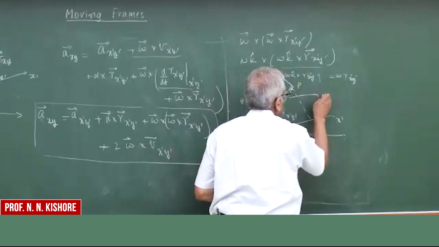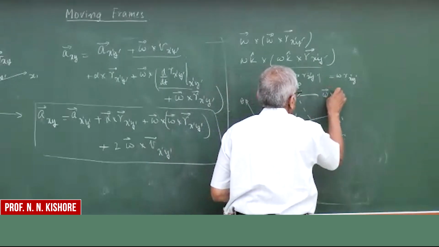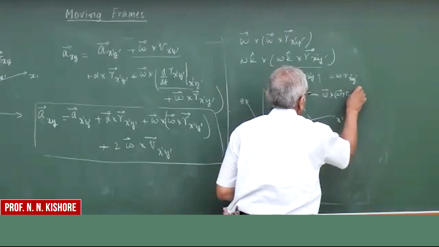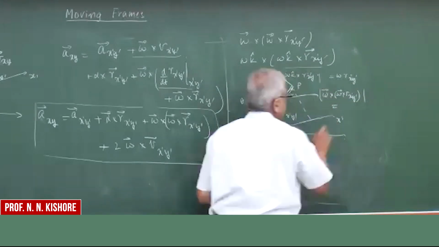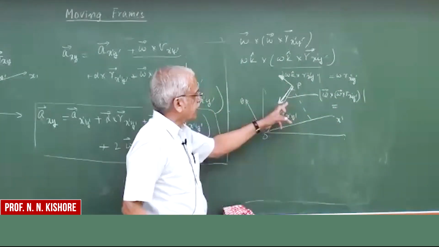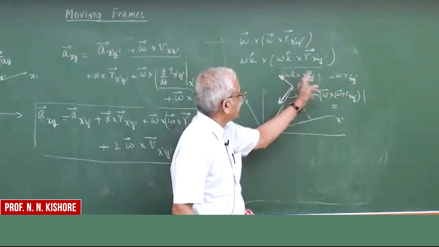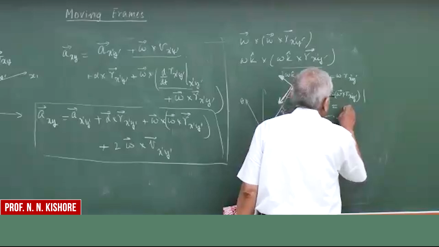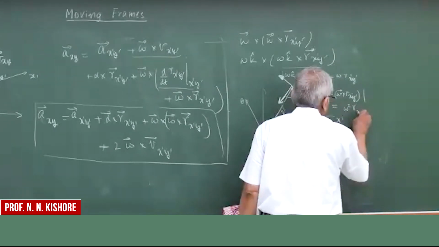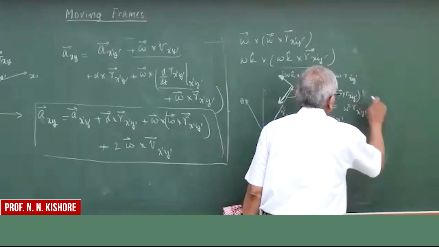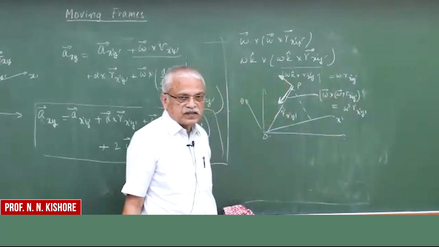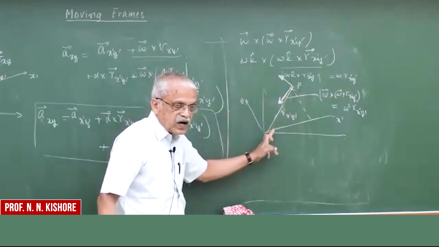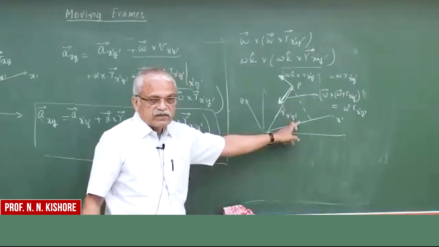So this is omega cross omega cross r. What is the magnitude of this one? Earlier this was omega r x prime y prime, and I have another omega, so that means it's omega squared r x prime y prime. So the magnitude is this much, and the direction is in the opposite direction of r x prime y prime.